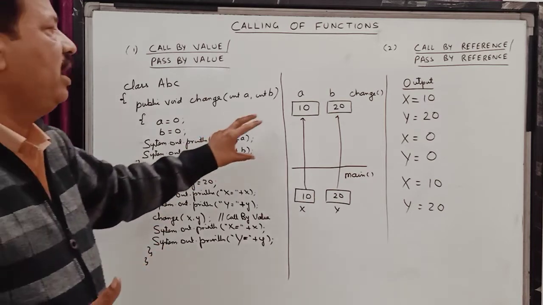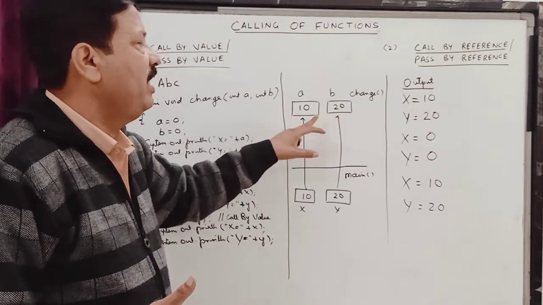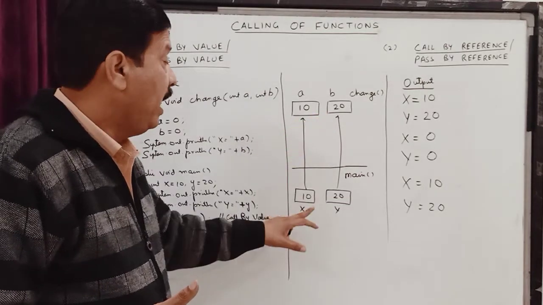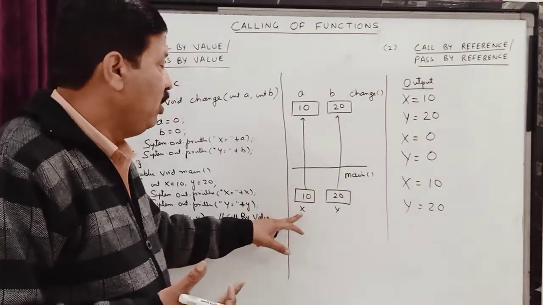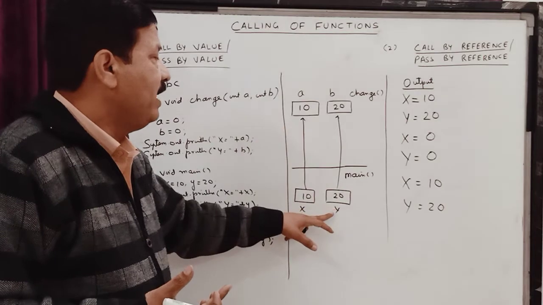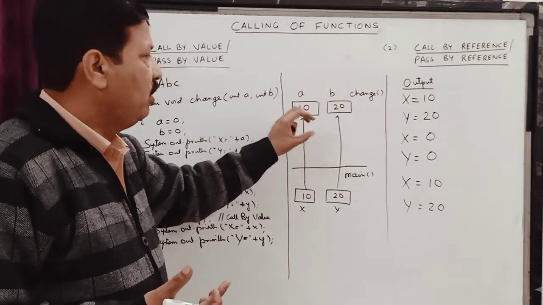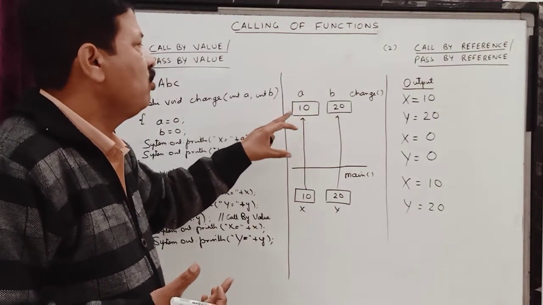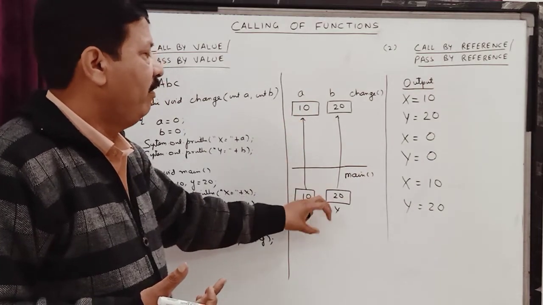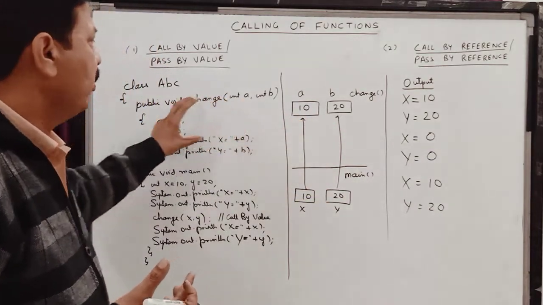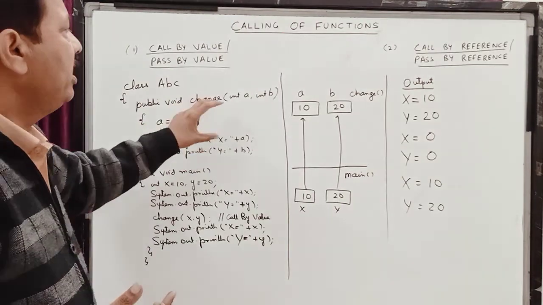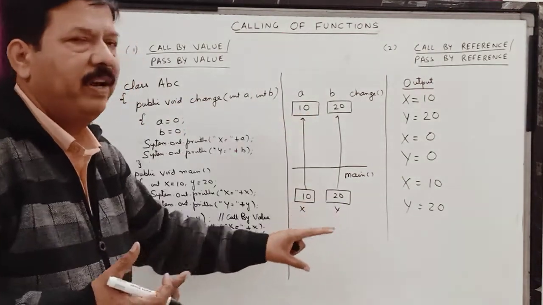That means this change function is going to use its own copy, that is, it is going to use a and b and not x and y. Since the value of x is copied to a and y is copied to b, in place of x this function is going to use a, and in place of y it is going to use b. Now children, this function is going to use a and b in place of x and y.